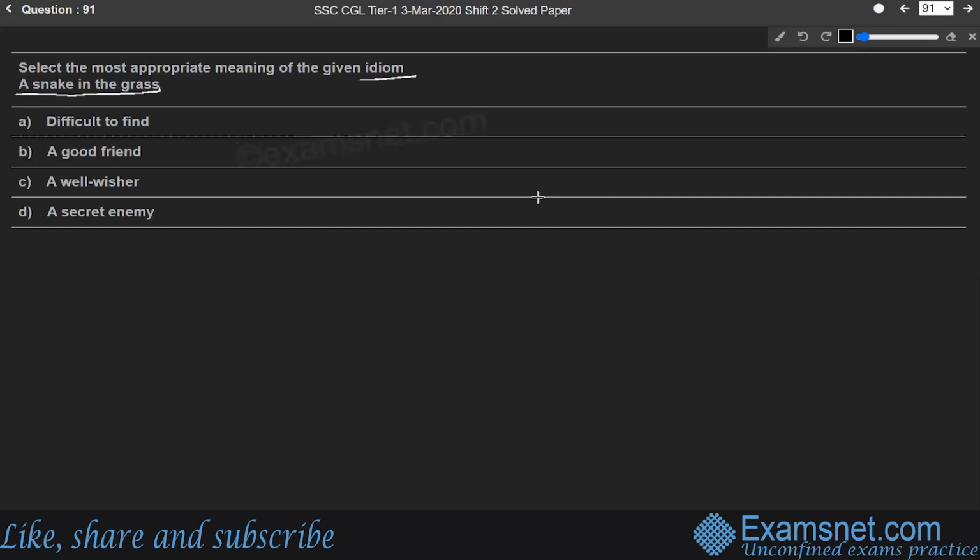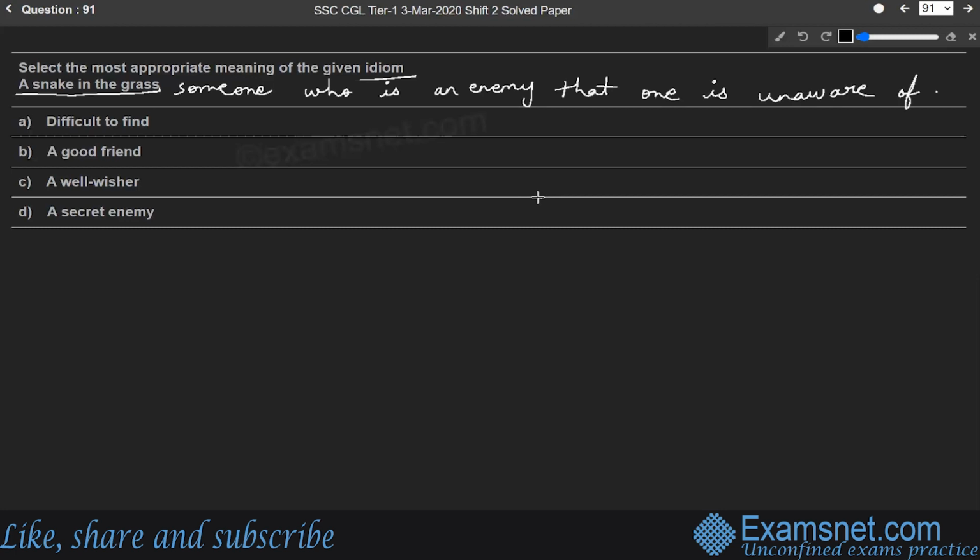So what is the meaning of a snake in the grass? The idiom snake in the grass refers to someone who is an enemy that one is unaware of.